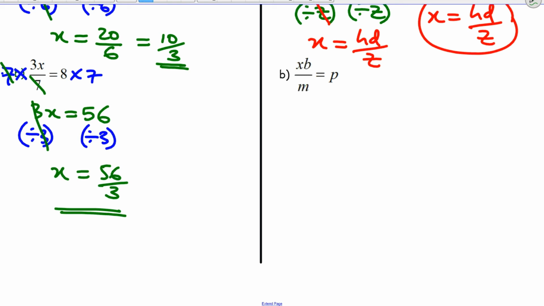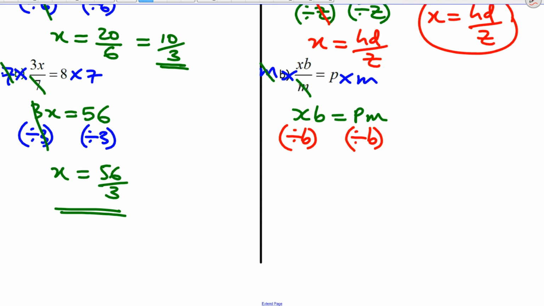We can apply the same process on the right. The first step will be to multiply it by m. So multiply by m. M divided by m is 1, so that's gone. So we have xb is equal to pm. Now the opposite of multiplying by b is dividing by b. So we divide by b on each side. B divided by b is 1. So x will be equal to pm over b. And that is our final solution.